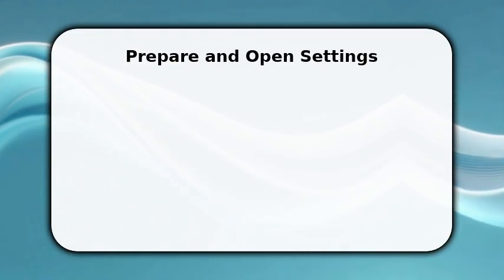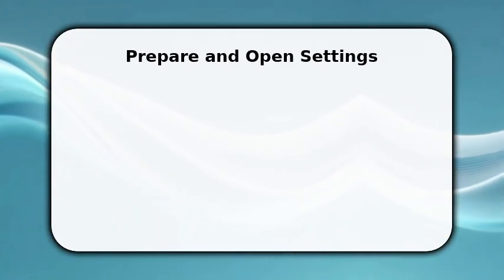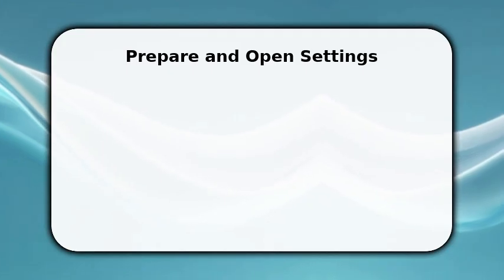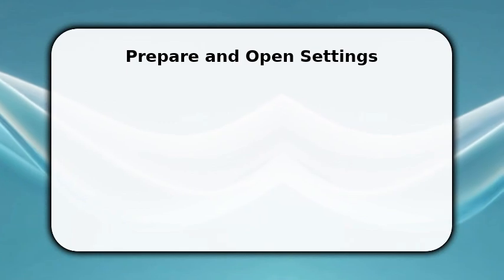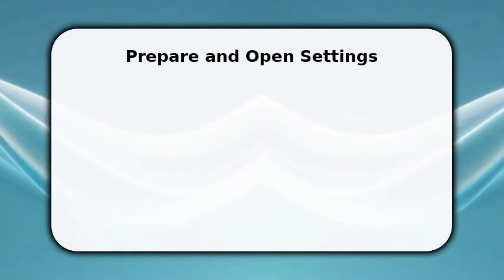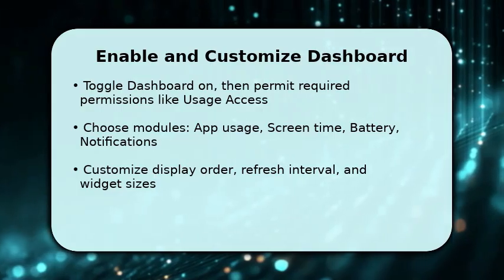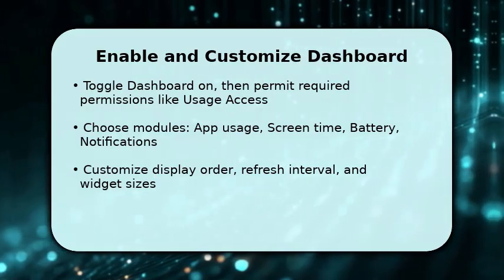Now open the Settings app and type Dashboard in the search bar or scroll to Home Screen and lock screen settings. This first step gets you to the correct menu, so you can enable and customize the dashboard quickly without hunting through unrelated submenus. Once you reach the dashboard settings, toggle the feature on and grant any requested permissions such as usage access or notification access.